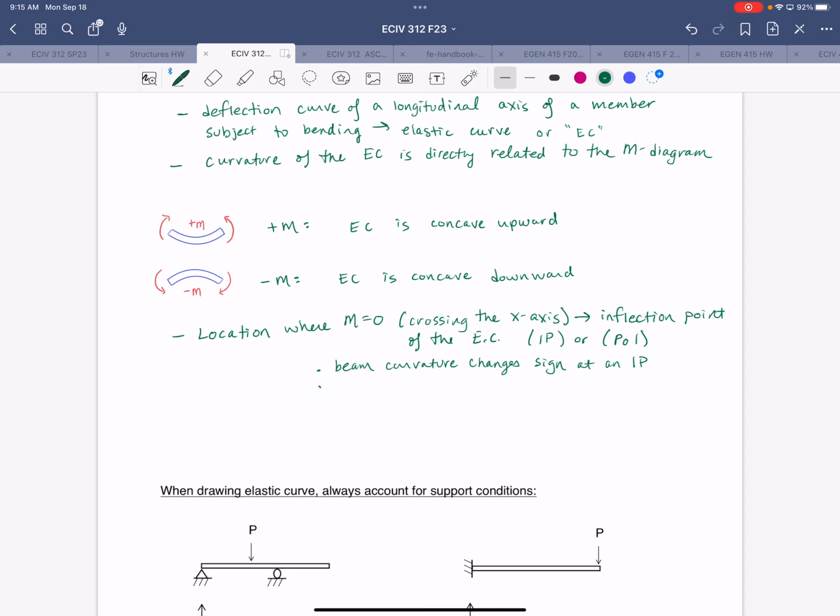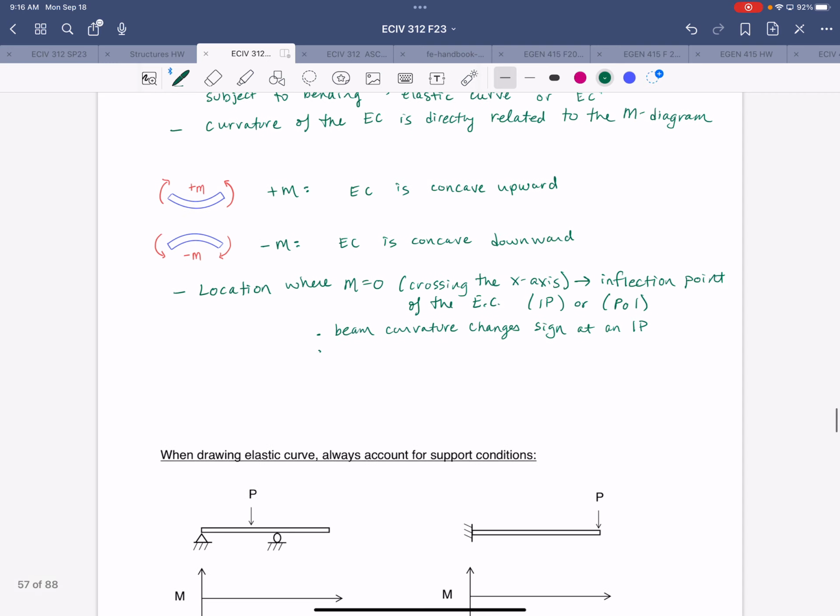And now, if the inflection point is at a hinge, and we know that moment has to be equal to 0 at a hinge, right? We defined that with the behavior of a hinge. Then the slope of the elastic curve will be discontinuous. We'll look at examples where that's the case.